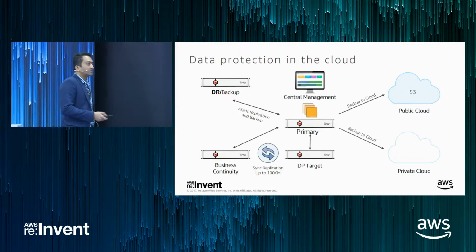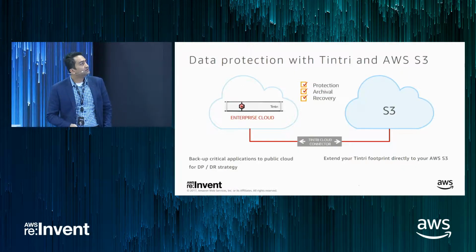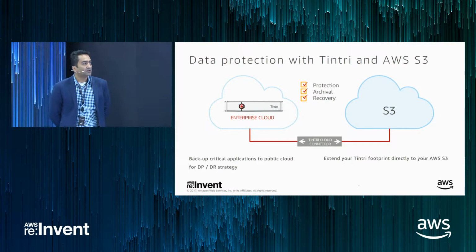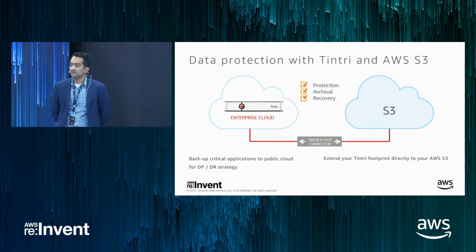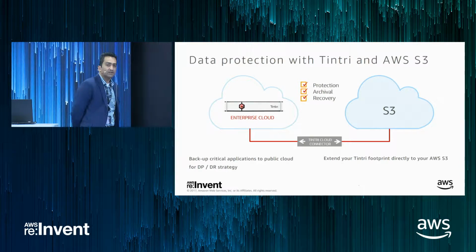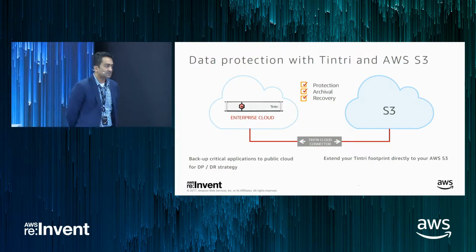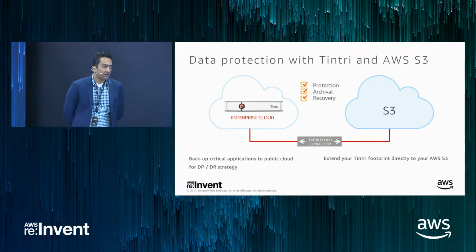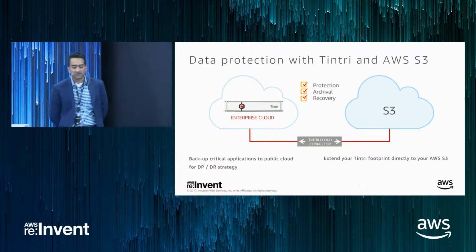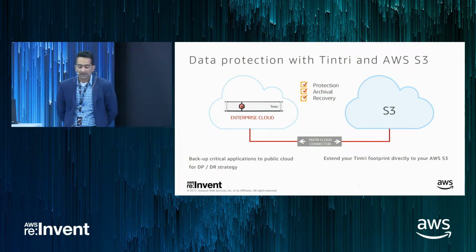Let's dig a little deeper into the S3 public cloud, how we do it and what we provide there. With Tin Tree and AWS S3, we provide protection, archival, and recovery. These are the three functions you can get in regards to your VM snapshots. You can back up your critical applications to the public cloud for your DPDR strategy, as you have built different strategies around how you want to back up the data to the cloud, what the options are, and what the schedules are. You can use the Tin Tree all-flash storage system with our cloud connector enabled in it, and then do a backup to S3.